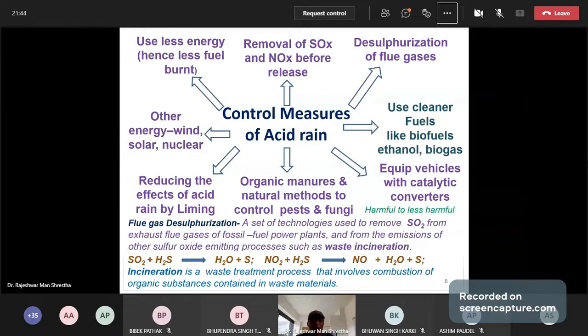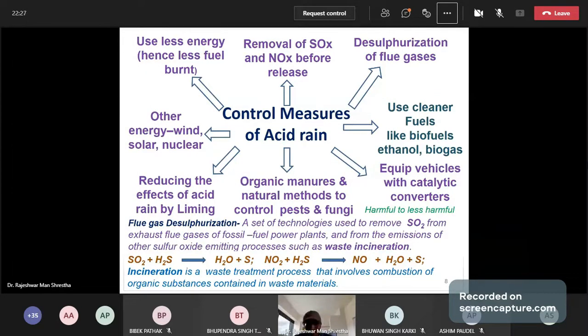And removal of SOx and NOx before release. Before release, they are to be changed into less harmful substances. SOx gas is changed into sulfur, and NOx gas is changed into nitric oxide and nitrogen. In this way, from harmful to less harmful. The industry should be equipped with such instruments that will minimize the effect of SOx and NOx by converting them into less harmful materials.